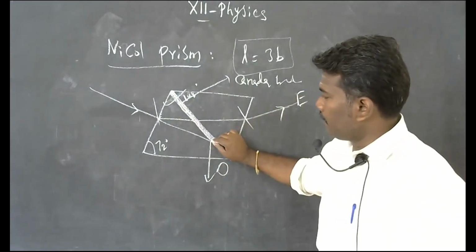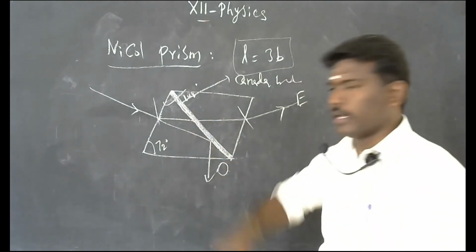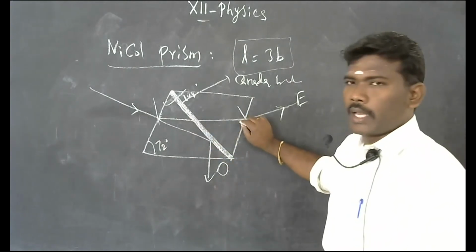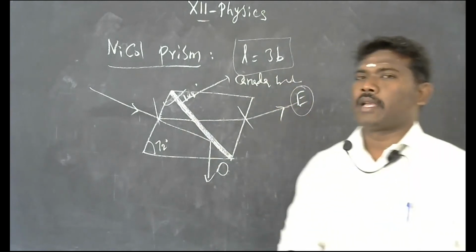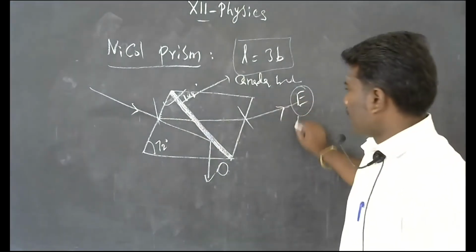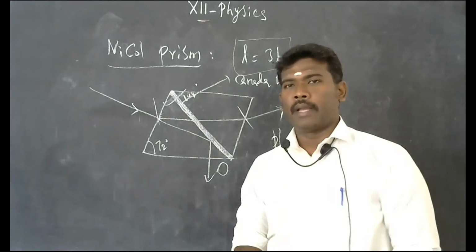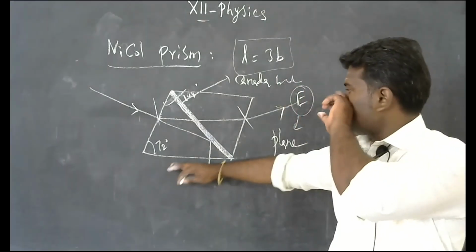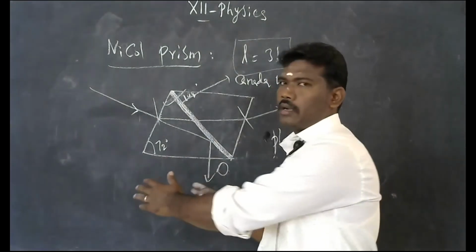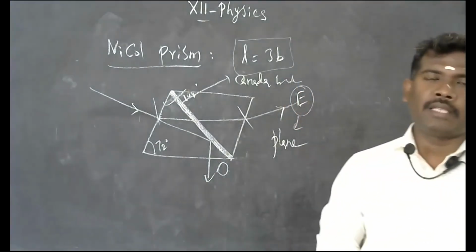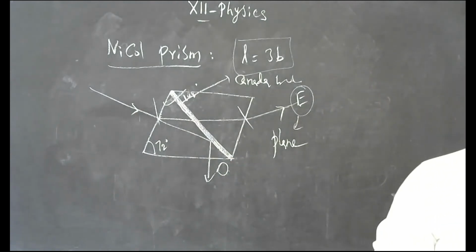The divided light ray inside the crystal which is completely reflected by the Canada balsam is called the ordinary light ray. The light ray which is transmitted through the Canada balsam and emerges at the other side of the Nicol prism is called an extraordinary light ray. The extraordinary light ray is a plane polarized light ray, completely polarized. So using this apparatus we can produce the polarized light ray, and also we use this arrangement to check whether the light ray is polarized or unpolarized. That is, it acts as a polarizer and it acts as an analyzer also.